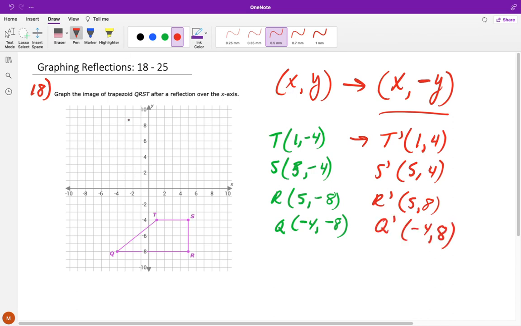So now we're just going to go ahead and plot those points. So negative 4, 8 for Q. So let's list that as Q prime. R prime is 5, 8. So here's 5, 8. So there's R prime. S prime is 5, 4. So there's S prime. And T prime is going to be 1, 4. Now we just draw our line connecting them. And there's our reflection image across that x-axis.